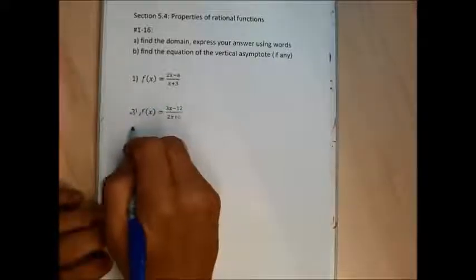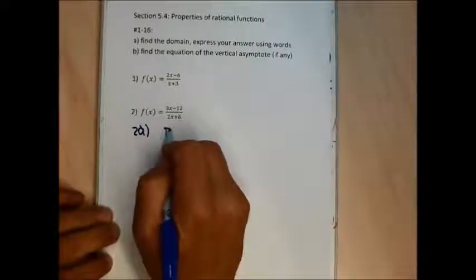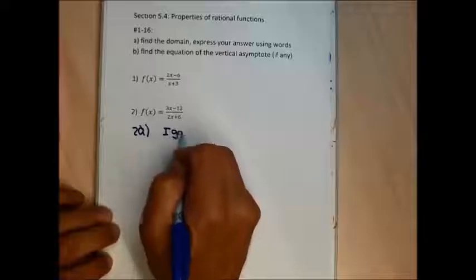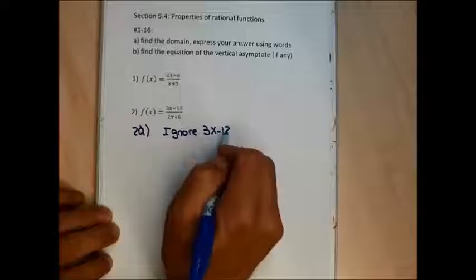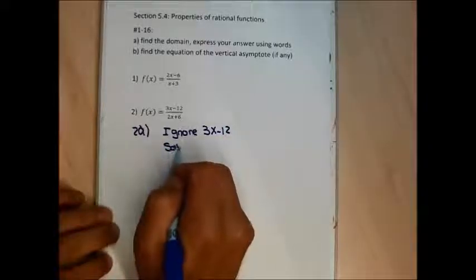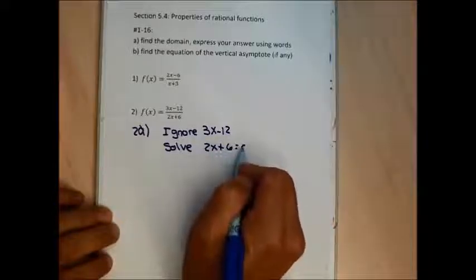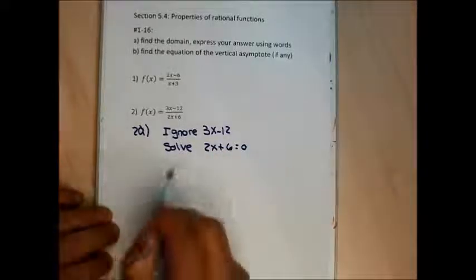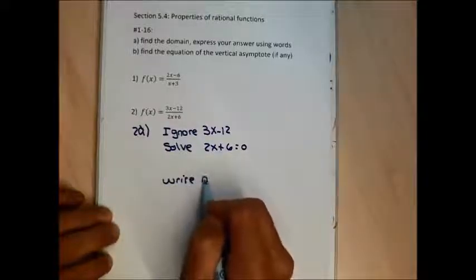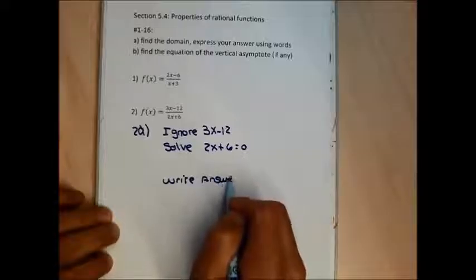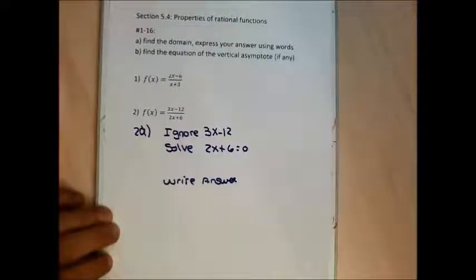So to do problem 2, part A, to find the domain of this fraction, the algebra you're going to do is you're going to ignore the numerator. You're going to solve the denominator equal to 0. That's the algebra that's going to be needed. And then I'm going to write my answer in the requested form. In problem 2a, I'm supposed to find the domain and express my answer in words.